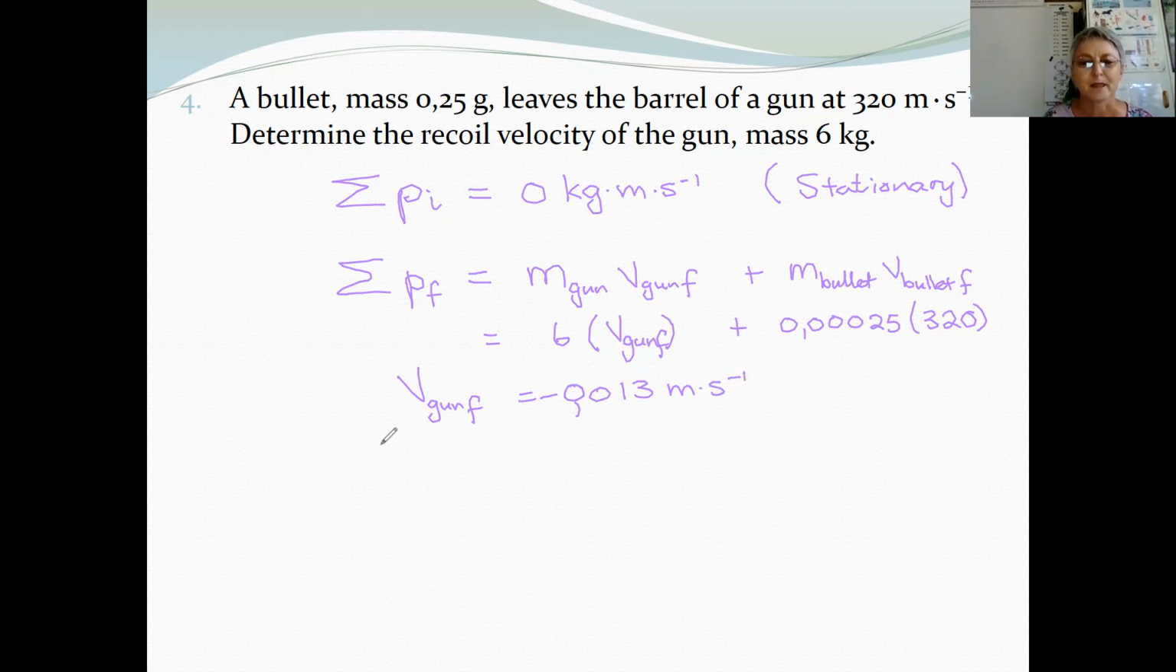So the recoil velocity is 0.013 meters per second. Sorry for confusing you there with my mistake.